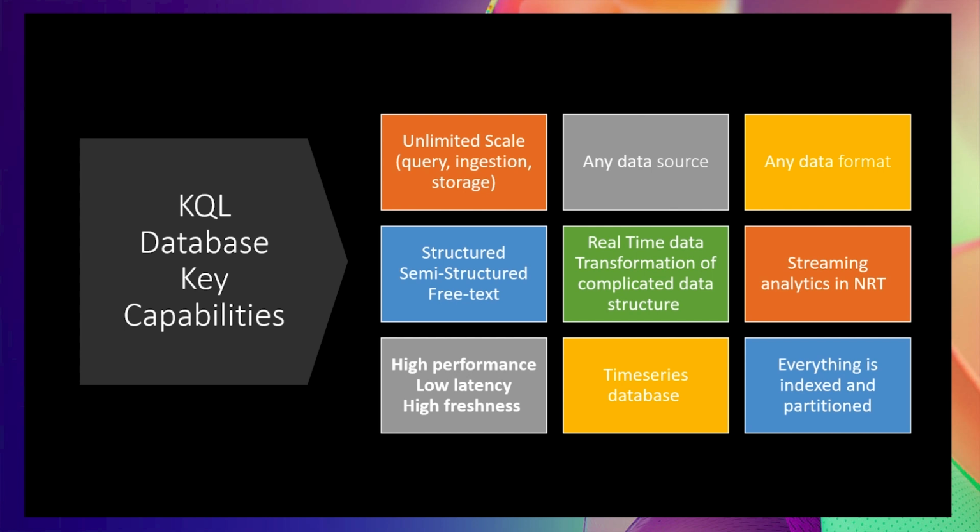With unlimited scale in storage, CPU, queries, and number of users, a KQL database can store data of any format, source, or structure. The data is indexed and partitioned so Daphne, and anyone like Daphne, can run queries without pre-planning, and the data is available in seconds, and the results can be retrieved in sub-seconds or seconds, which contributes to the high freshness, low latency, and high query performance.